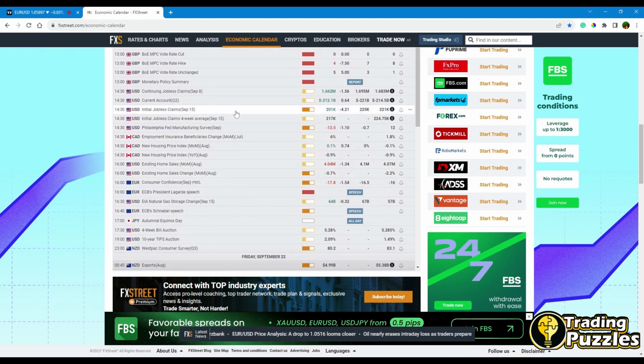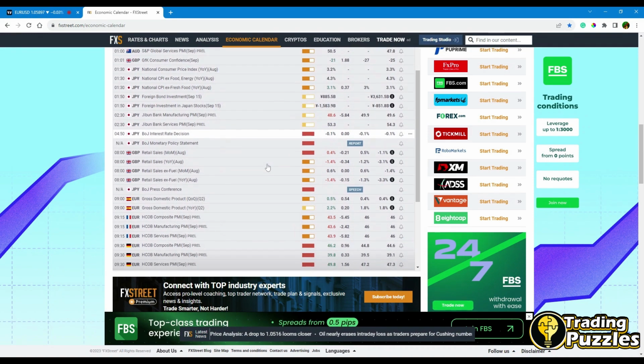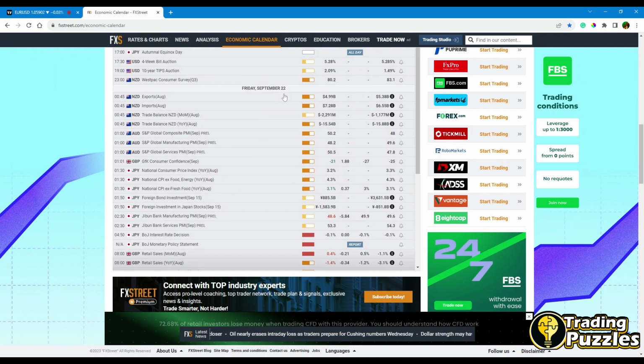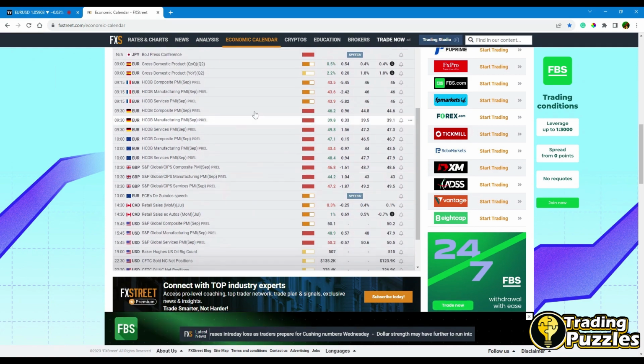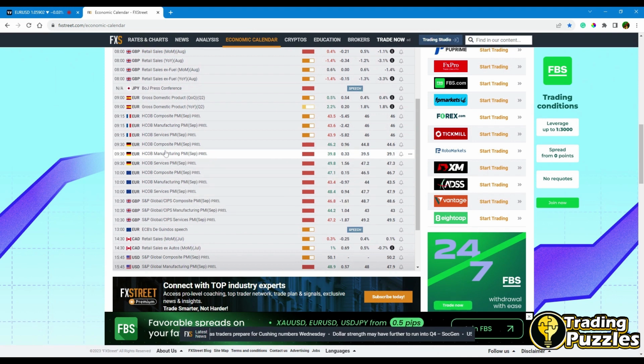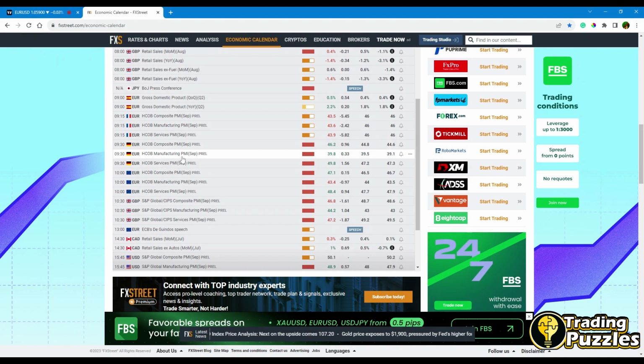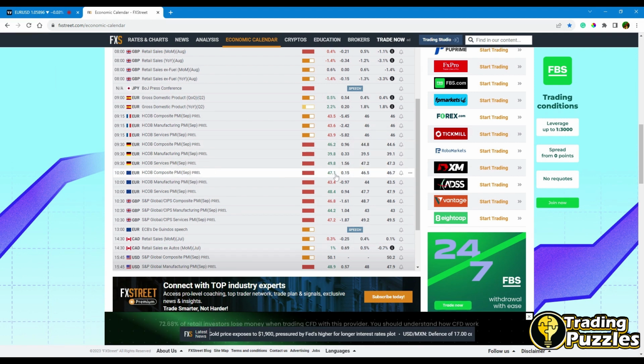So let's move a bit lower because we are going to look at the data that impacted EURUSD. On Friday, September 22nd, we had some important data from Germany and the Eurozone. Both of these indicators impacted the Euro, and we can see a big improvement from the previous month. We can see composite PMI data, manufacturing and also services PMI, a very big increase from the previous month. So it was a significant increase on these indicators.